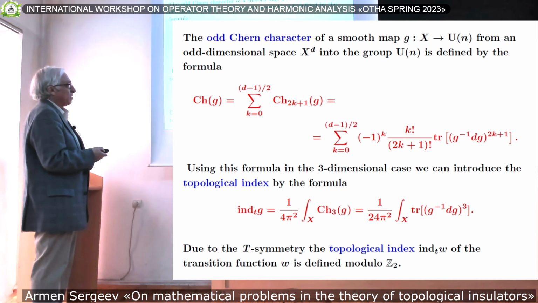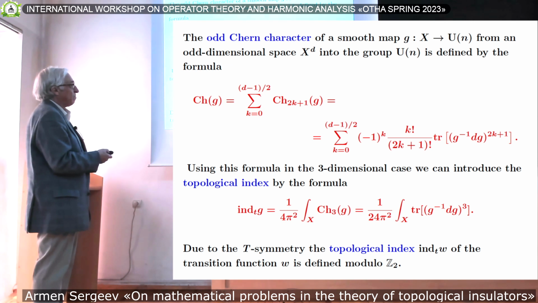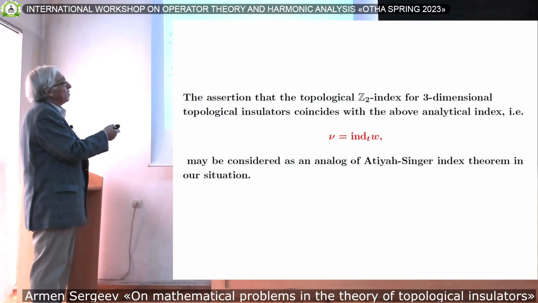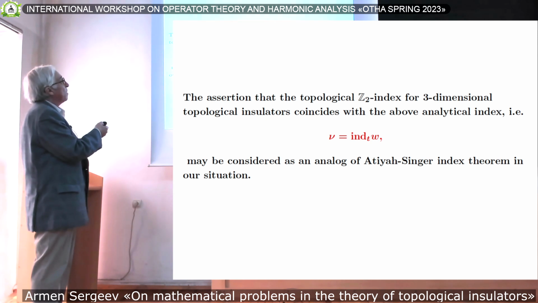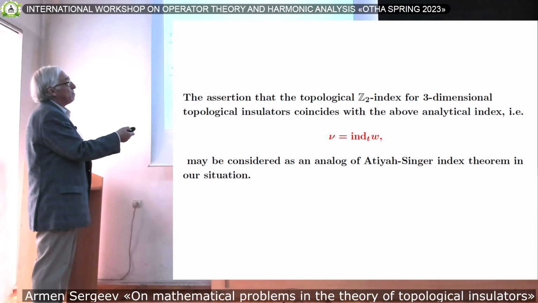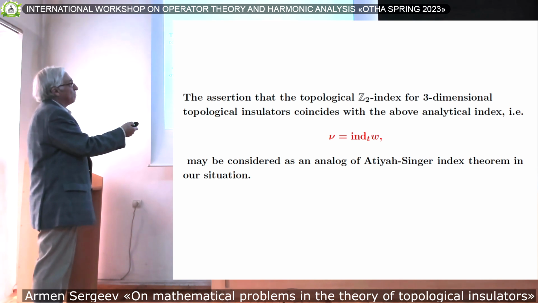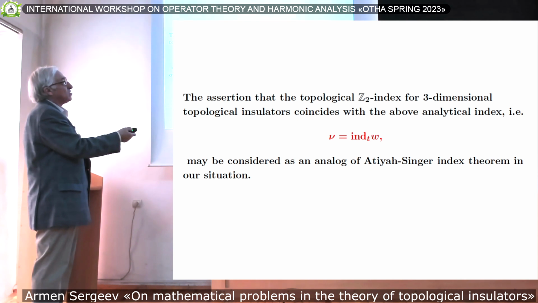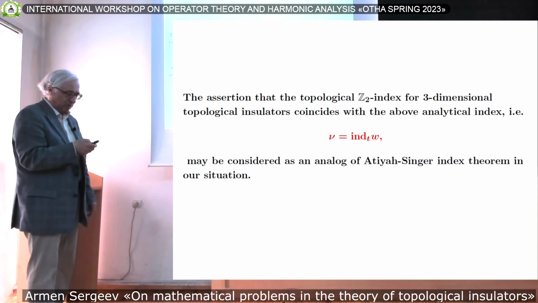Due to the T-symmetry, this topological index of the transition function W is defined modulo Z2. The assertion that the topological Z2 index for three-dimensional topological insulators coincides with the above analytical index, that is mu equal to the topological index of W, may be considered as an analog of the Atiyah-Singer index theorem in our situation.